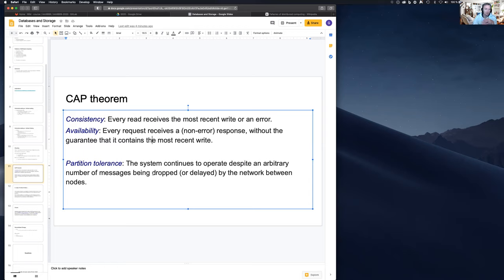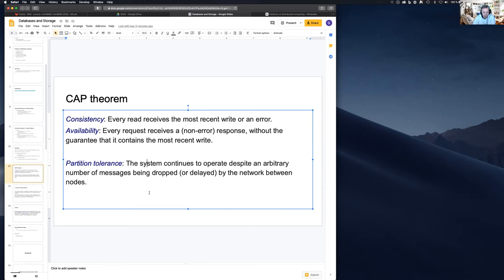Availability is a different property. It basically means that every time I'm trying to read, I will always get data. So if I'm trying to read information about Mariusz from my database, I will always get it. But there is no guarantee that it's the latest one, right? If somebody updated it, I may get the previous version, the previous copy. I may not get the latest one, but I will always get the response. So the difference between those two is, here I may not get the response, but if I get the response, it's always up to date. Here I always get the response, but sometimes it's the most recent one, sometimes it's not the most recent one, right?